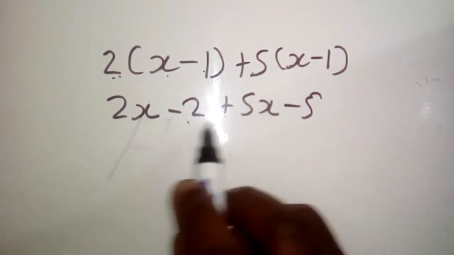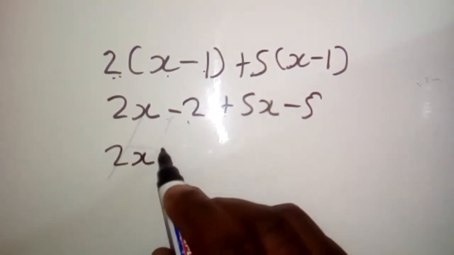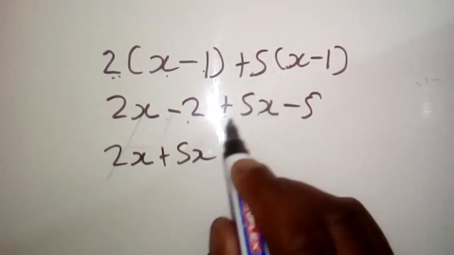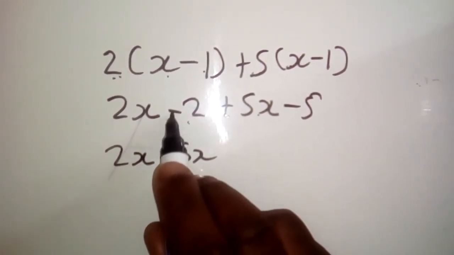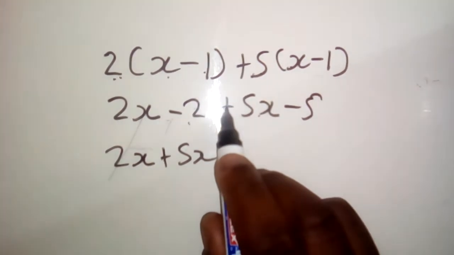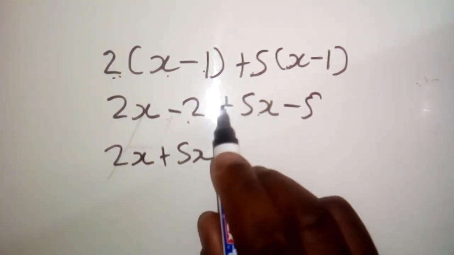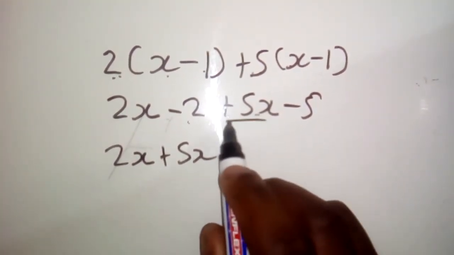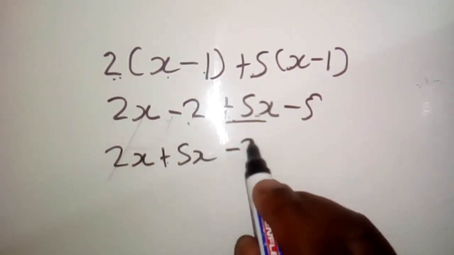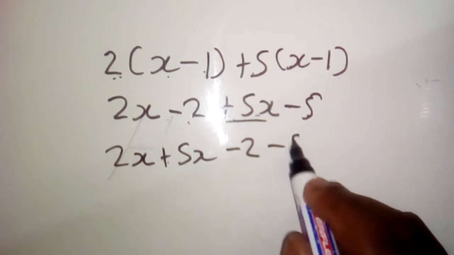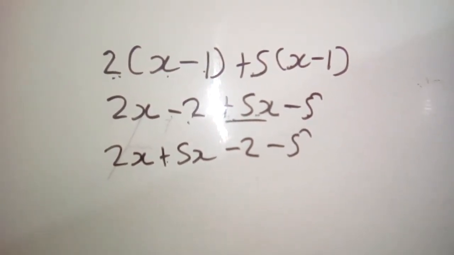Then we group the like terms. So we're going to have 2x plus 5x, because I take the 5 together with the sign in front of it. So notice I didn't put a minus because there was a minus there. No, I put a plus because there was a plus in front of 5. So I take 5 together with the sign in front of it. And then now I take this 2 together with its sign. Then I take this 5 together with its sign. So there I've grouped them.